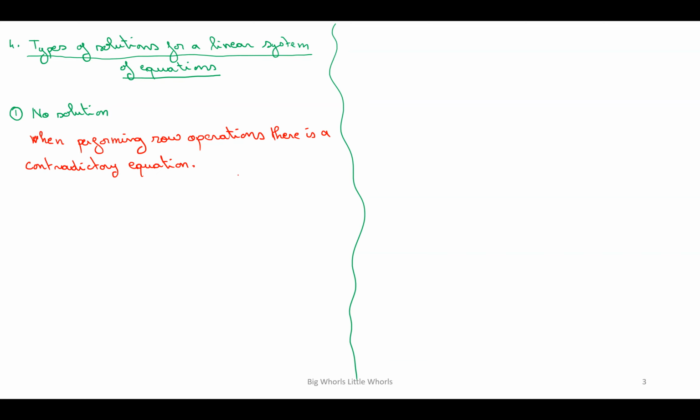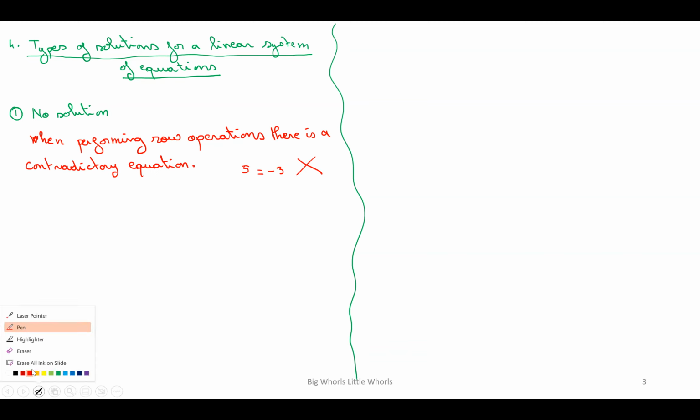Basically, let's say you are doing Gaussian operations or row operations, and at some stage you have something like 5 equals minus 3. That's not true, right? So you have a contradictory equation. That means the linear system has no solution.